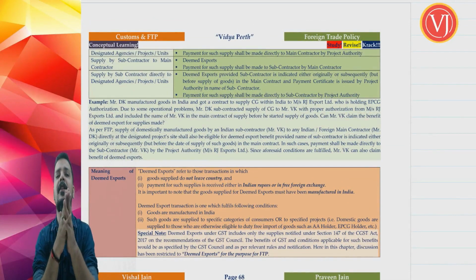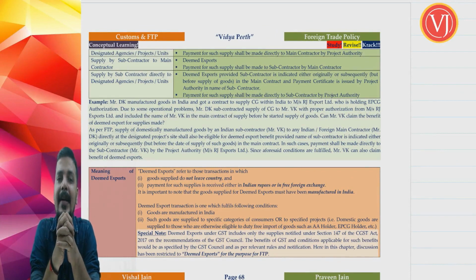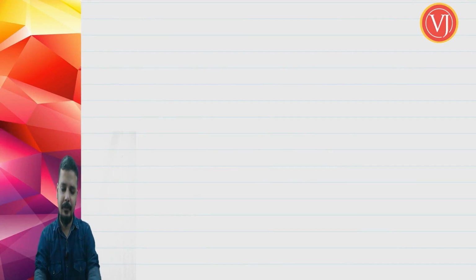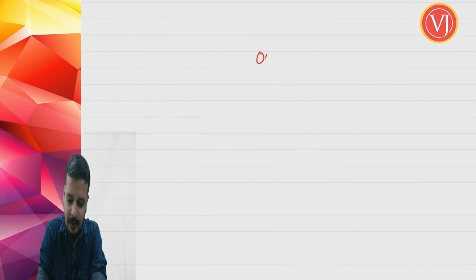Now, friends, you have to understand the objective of having deemed exports. Why to have deemed exports and what is the benefit? Objective and benefit. And with this, we are done with deemed exports. What is the objective of having deemed export? Friends, we are first discussing the objective of having this deemed export.